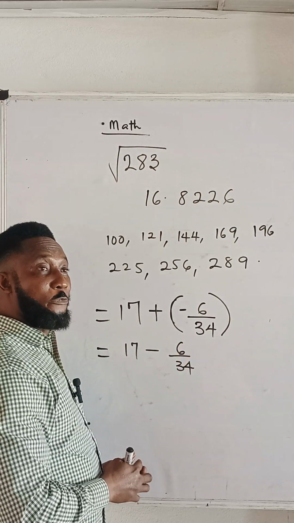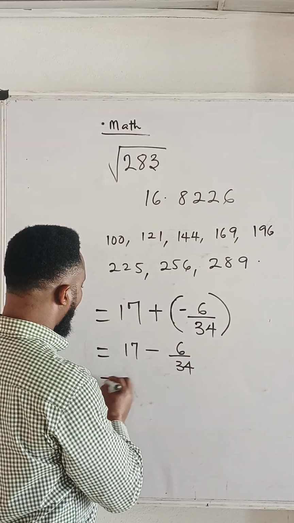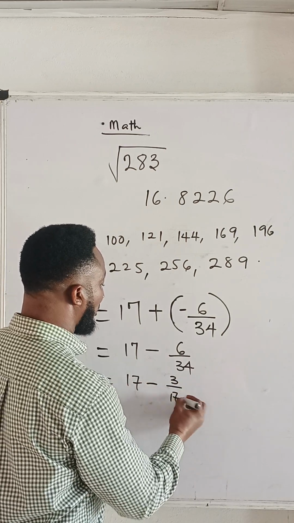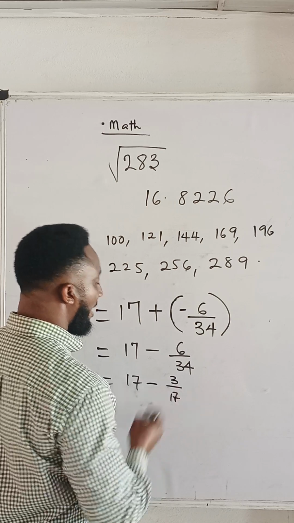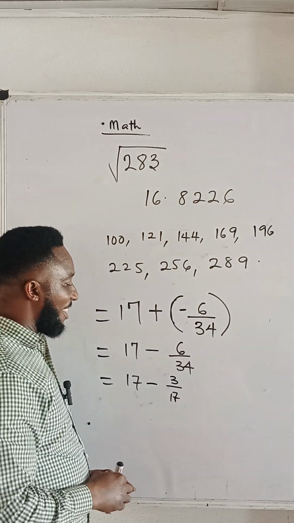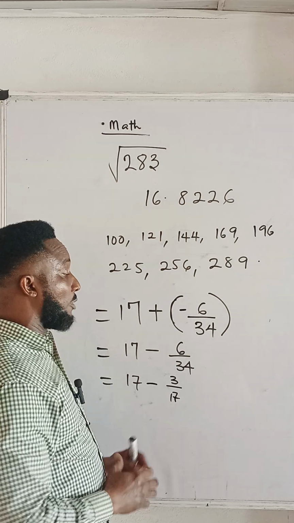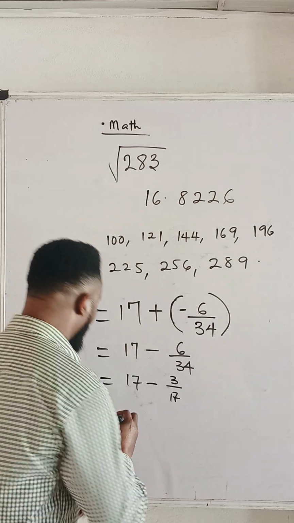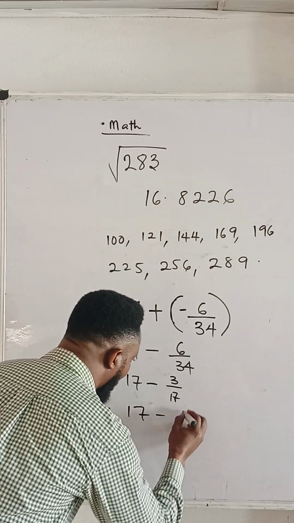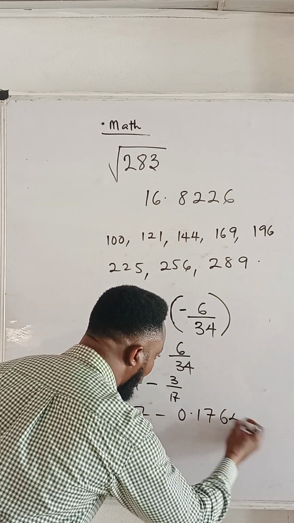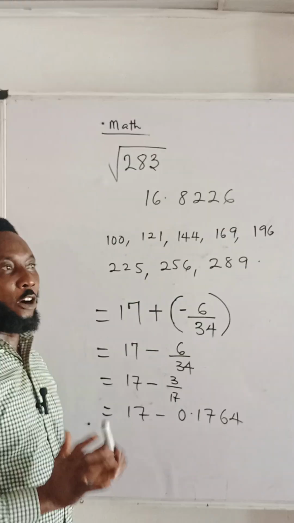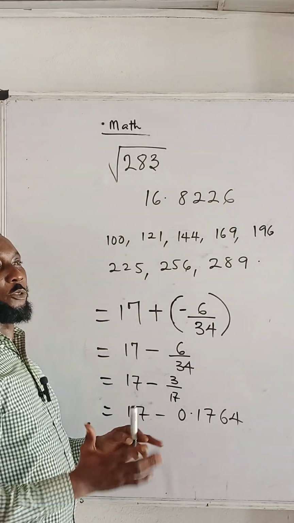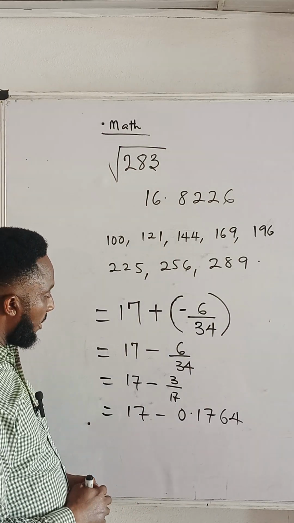This is a simplifiable fraction. This should be 17 minus 3 divided by 17. Now, because of time, you can easily use 17 to divide 3. That will give us 0.1764. 17 minus 0.1764. So, on your own, you can do this. This is not rocket science. This is what we teach students in Primary 5 and JSS 1.